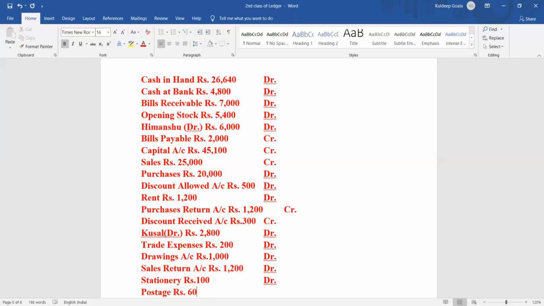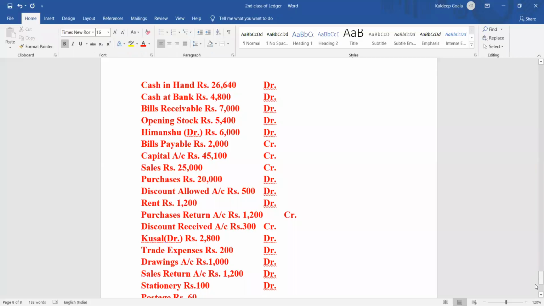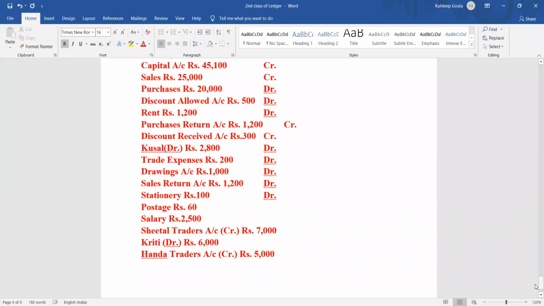Directly you can mention it from the ledger account also, but why I'm showing it is because in the question, every time the ledger account will not be given, only the ledger balances will be given. So from the ledger balances you have to prepare it. So postage is an expense, debit. Salary is also an expense, it is also debit.